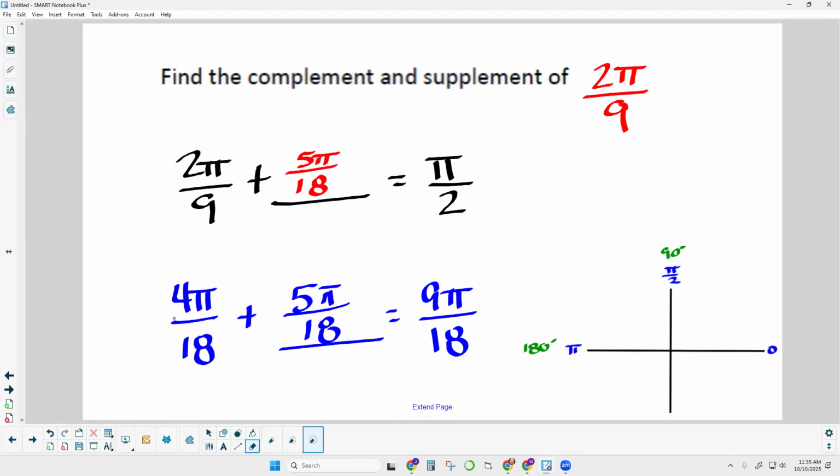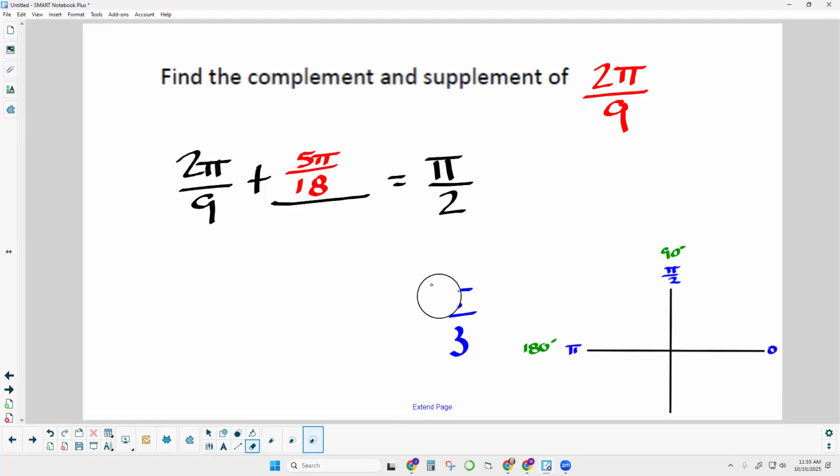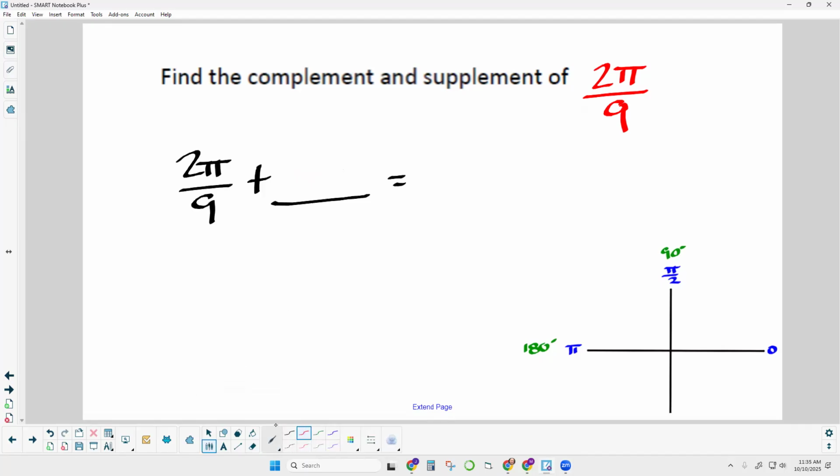Okay, so now one more time, let's look at supplementary. What must I add to 2 pi over 9 to get pi? So let's go backwards. If you have pi and you subtract 2 pi over 9, you will have 7 pi over 9 as the supplement. So that will give us 9 pi over 9, which is 1 whole, right? 9 pi over 9. And there's your supplementary angle.